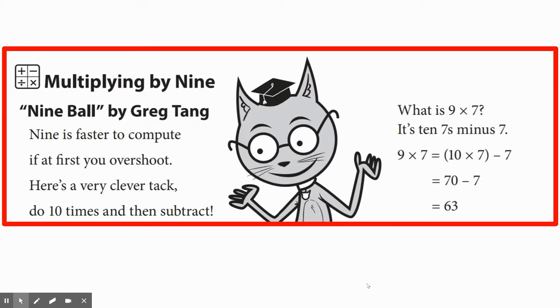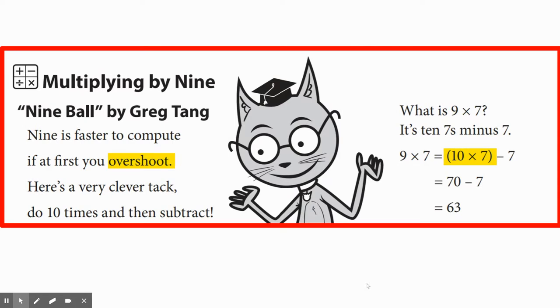All right, let's take a look at what Greg Tang has for us in terms of a little ditty. It's called 9 Ball. It goes like this. 9 is faster to compute. If at first you overshoot, here's a very clever tack. Do 10 times and then subtract.